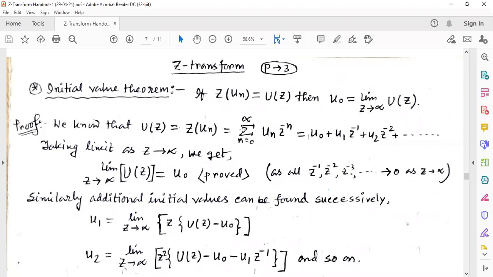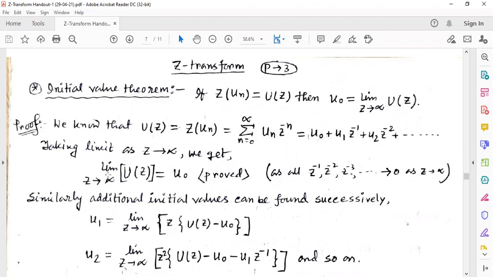Then put the definition of Z transformation, that is summation n equal to 0 to infinity u_n z to the power minus n. Now putting n equal to 0, 1, 2 and so on, we get this. Taking the limit as z tends to infinity on both sides, left hand side as well as right hand side.